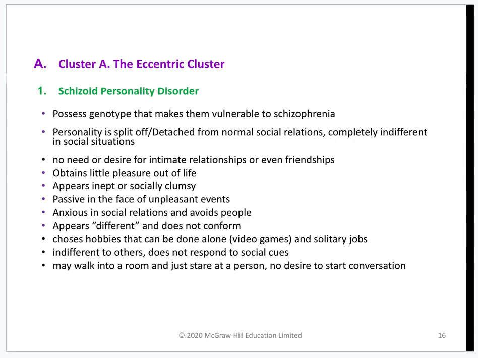The book gives the example of a person with schizoid personality disorder who would just walk up and stare into a room with people in it. They just stand there and stare, and they don't care. They have no desire to start a conversation. There's no awkwardness for them, but there's awkwardness for the people in the room because there's this guy in the hallway just staring at them. Completely withdrawn, and they just don't care. So that's schizoid.